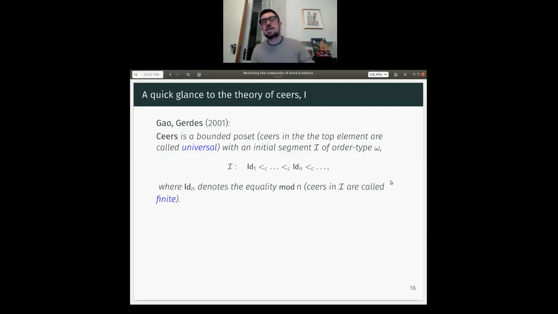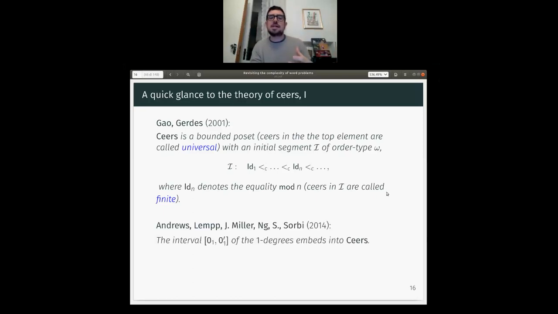And basically you start with this initial segment of order type omega, in which you have the equality mod n. So Id_1 will be just the equivalence relation in which all natural numbers are collapsed, Id_2 the one in which it is split into two classes, evens and odds, et cetera. All these elements are called the finite equivalence relations, and of course they are the trivial ones. Everything else, the infinite ones, is much more complicated.